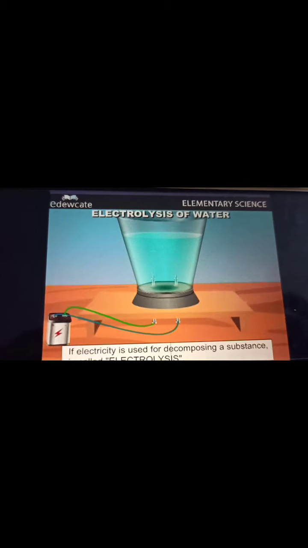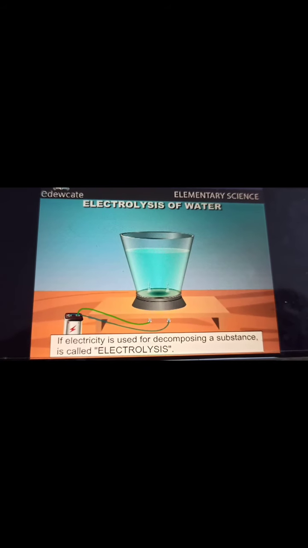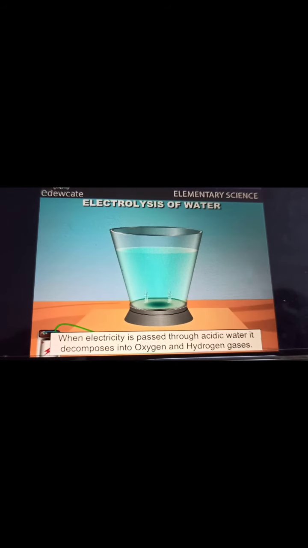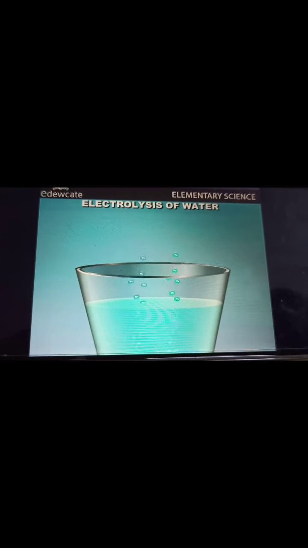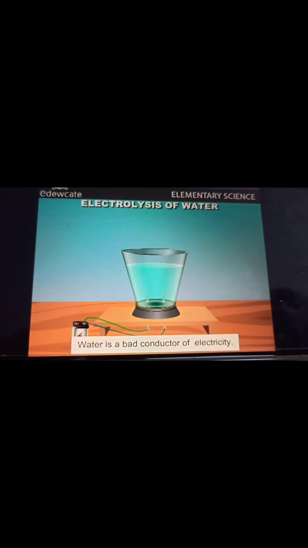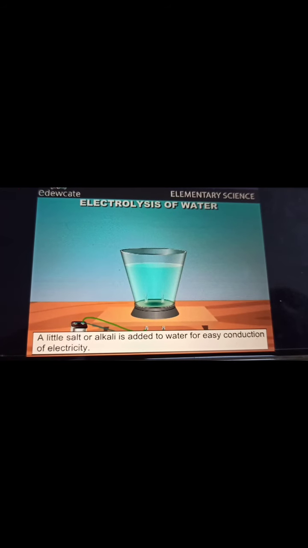Thank you. Now we are going to do our last reaction, that is electrolysis of water. If electricity is used for decomposing a substance, it is called electrolysis. When electricity is passed through acidic water, it decomposes into oxygen and hydrogen gases. But water is a bad conductor of electricity. Therefore, a little salt or a little alkali is added to water for easy conduction of electricity.